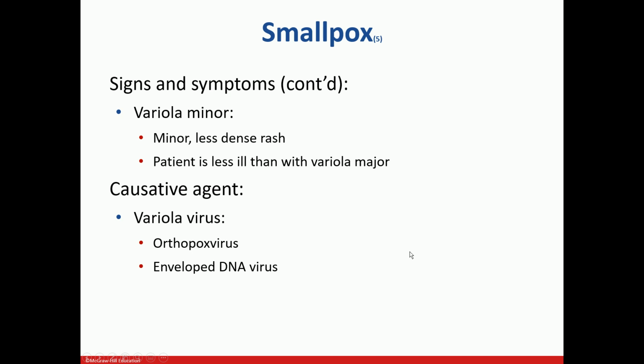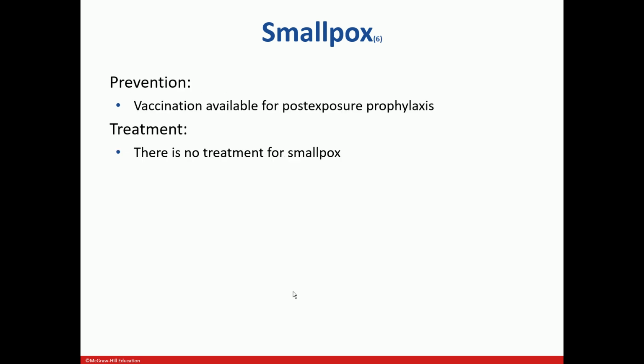The causative agent of smallpox is the variola virus, which belongs to the category of viruses called orthopox viruses. These are enveloped DNA viruses, which means they have DNA as genetic material and are covered by an envelope. Vaccination is available for smallpox as post-exposure prophylaxis.